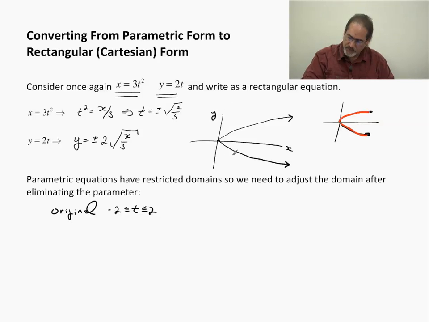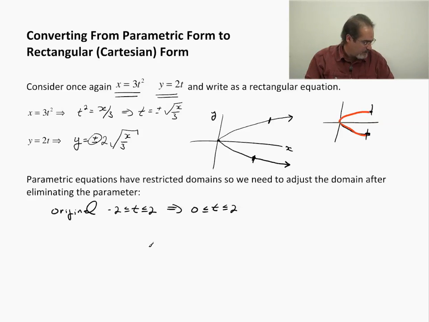So what I need to do is figure out how to cut it off here and here to match the original function. Well, if the original domain for t was -2 to 2, I have a plus and minus here, so I'm going to work with just a positive for a moment. That would then imply that 0 must be less than or equal to t, which is less than or equal to 2.